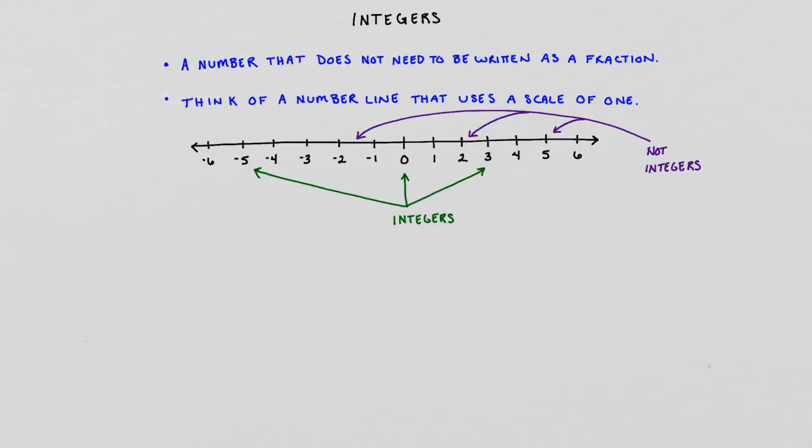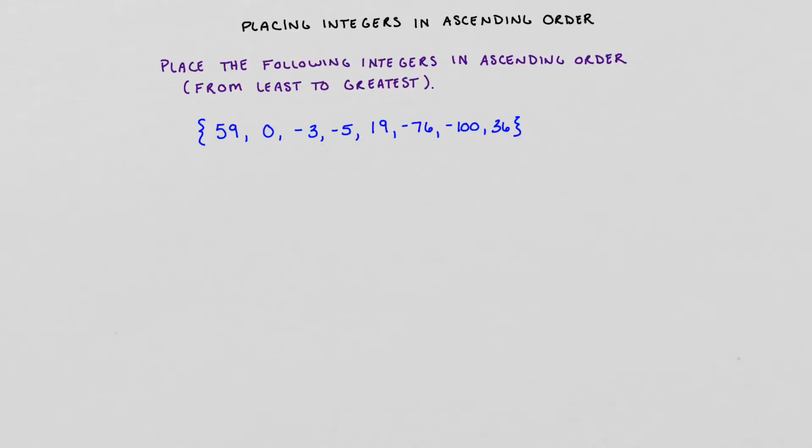Examples of integers would be any of the numbers that you see labeled underneath the tick marks. Any values found in between those tick marks would not be considered integers. They would all have to be written either as a fraction or in decimal form. In the practice problem that you see here, we're given a set of numbers, a list contained within those curly brackets.